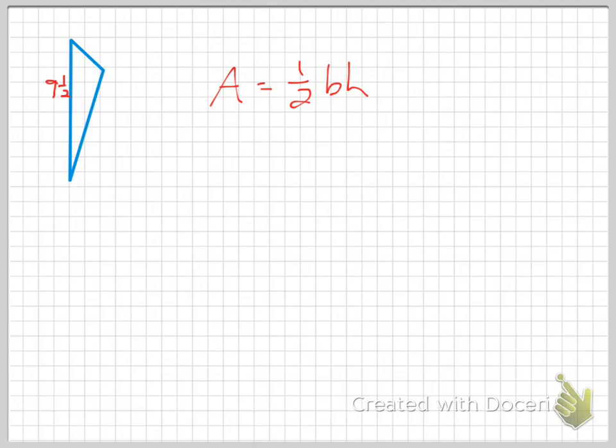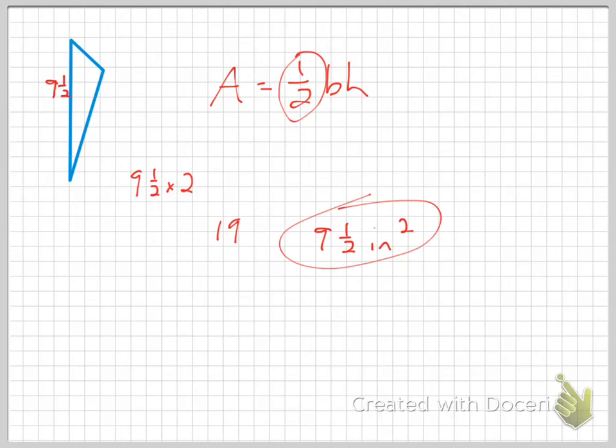9.5. Well, let's do this. 9.5 times 2, base times height, comes out to 19. And then I have to multiply it by half, right? The base times the height is 19. So what's half of 19? We're back to 9.5. The area is 9.5 squared units or whatever, like inches squared or whatever we're talking about.